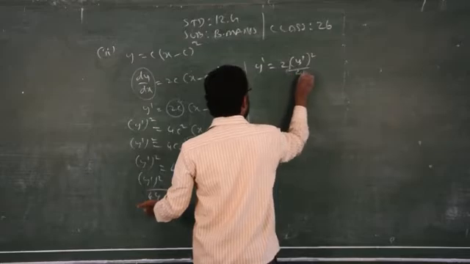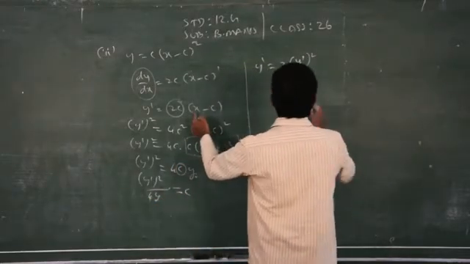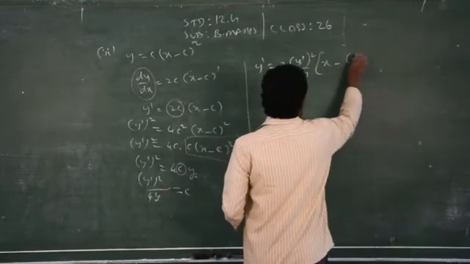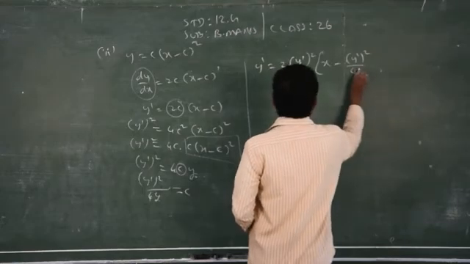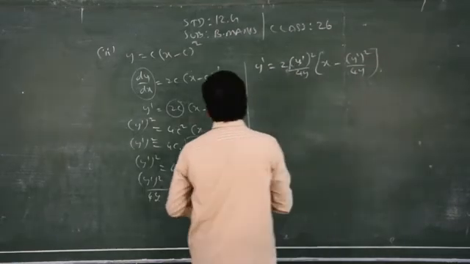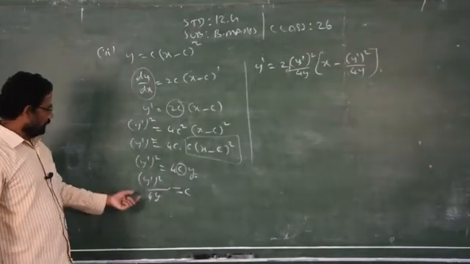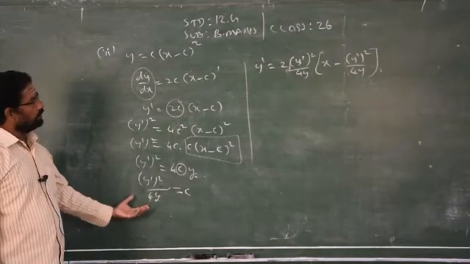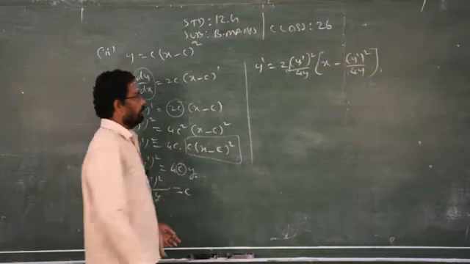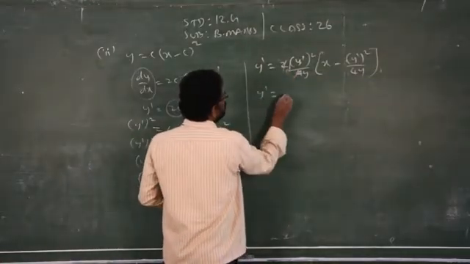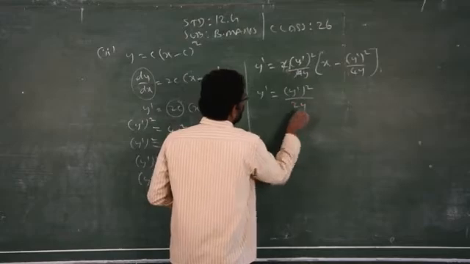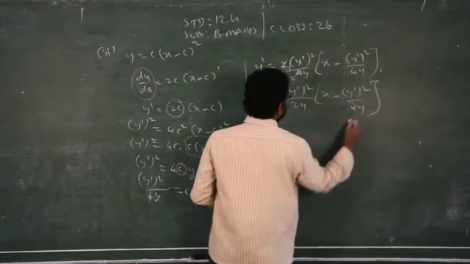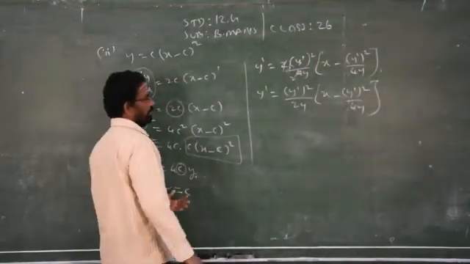by 4y into x minus, again c is replaced by y dash the whole square by 4y. Clear? I am just replacing c by y dash the whole square by 4y. I did not go for any simplifications. You can have another method also. Clear? So now you can simplify: y dash is equal to y dash the whole square by 2y into x minus y dash the whole square by 4y. So now you can simplify, you will get the answer.